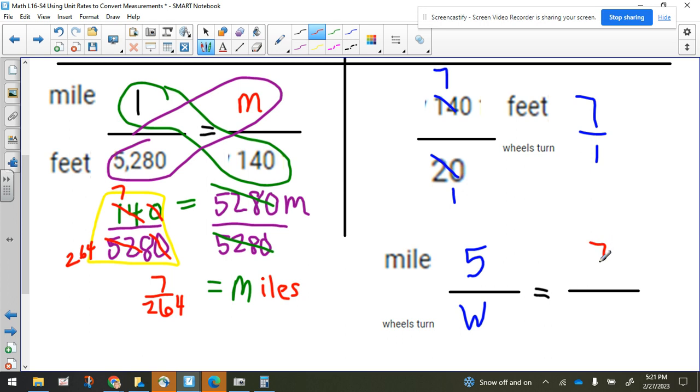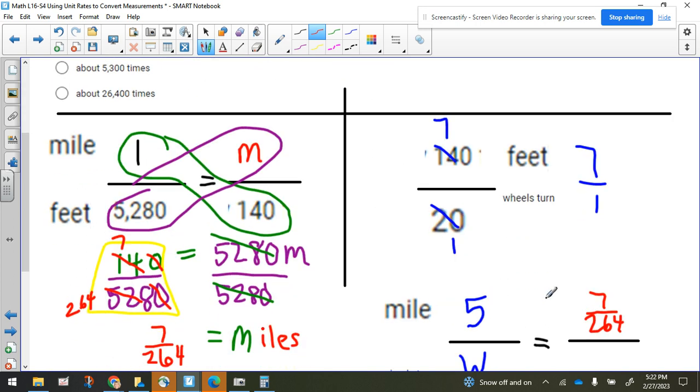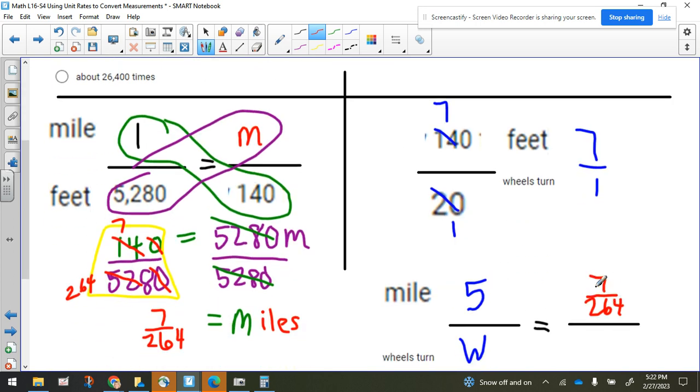Now, one of the things that I just want to throw out there is they do give you the word about. See how it says up here, about how many times? So some people at this point might turn this into something that's just a little more user-friendly that would be close to this fraction, but I'm going to stick with the exact number for now, and then if we have time, we can circle back to some shortcuts that you might be able to apply when you do get that word about.